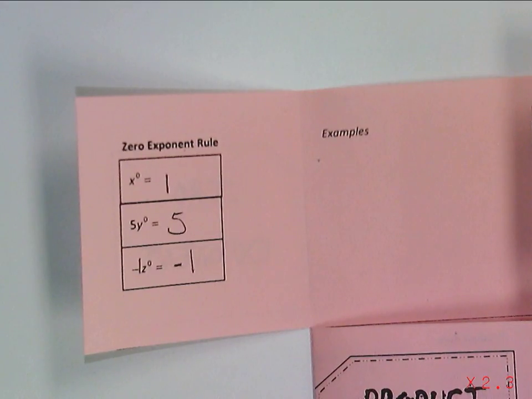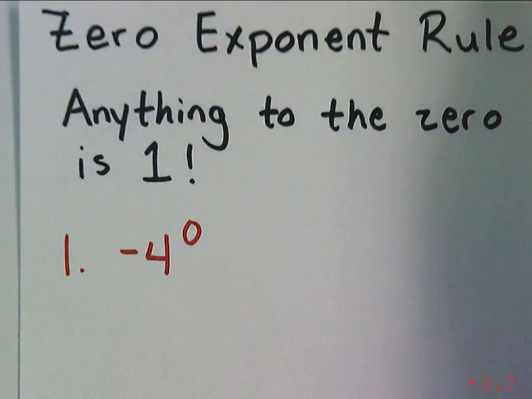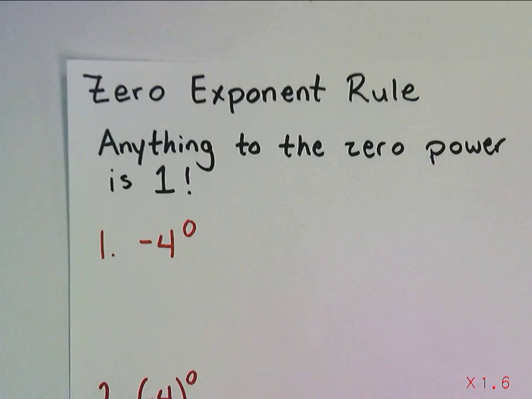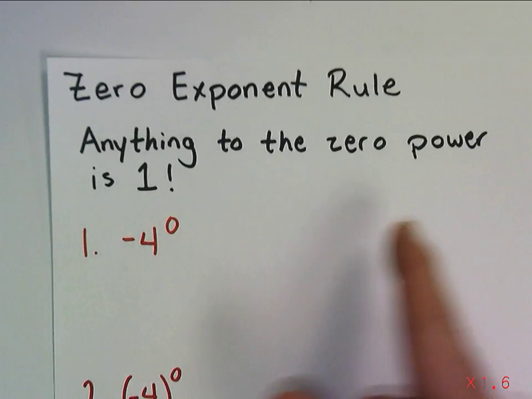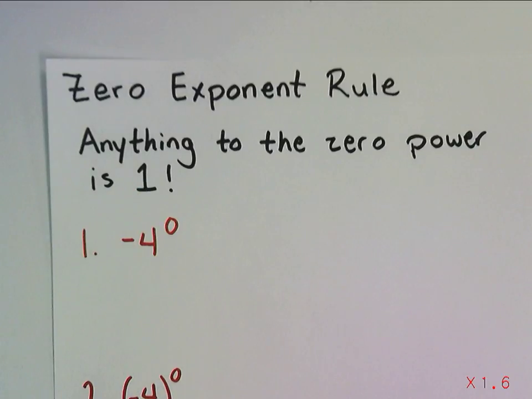So let's do a couple other examples here real quick, and I'll switch out these papers whenever we get to a new rule. All right. So again, zero exponent rule, anything to the 0 power is 1, so maybe you want to write that down somewhere. So then this example I have here on number 1 is negative 4 to the 0 power.